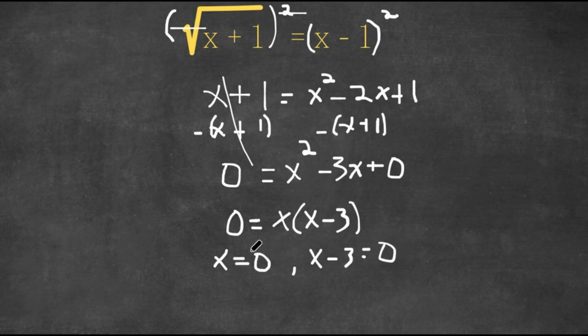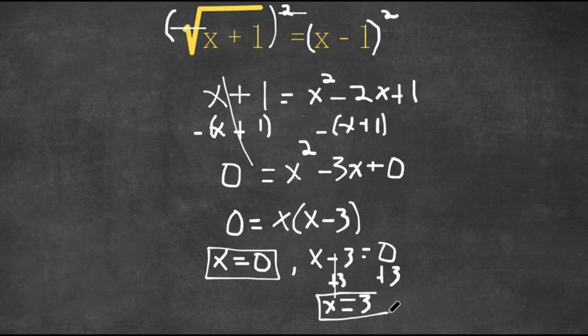Now x equals 0 is already a solution, so we could go ahead and circle this. For x minus 3 equals 0, we simply add 3 on both sides, and these two cancel out, so we get x equals 3. So we have x equals 0 and x equals 3.